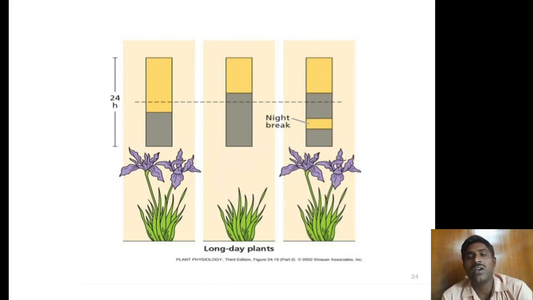But in the third figure, there is an interruption within the dark phase. Even though the night break with a flashlight is given, when the night break with the light is given, it shows the flowering response.